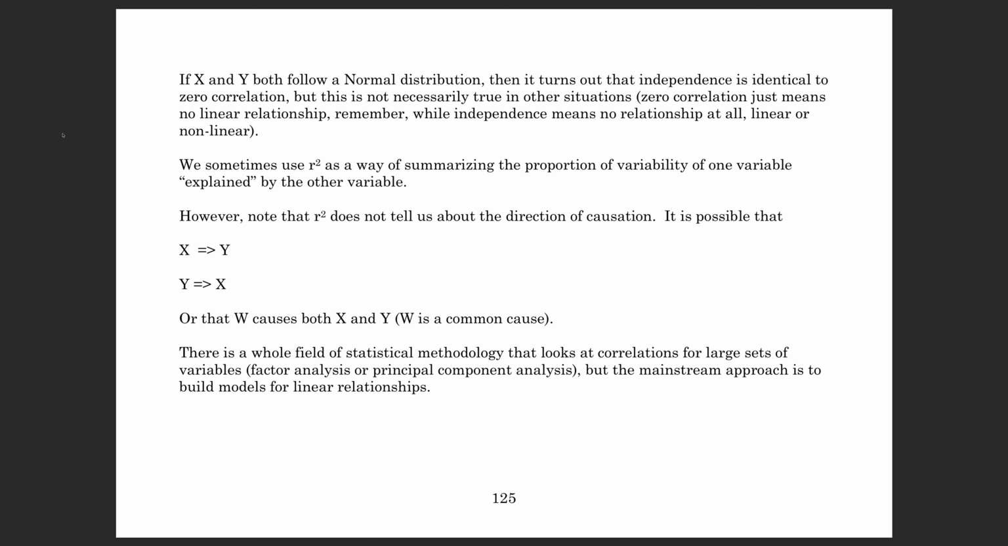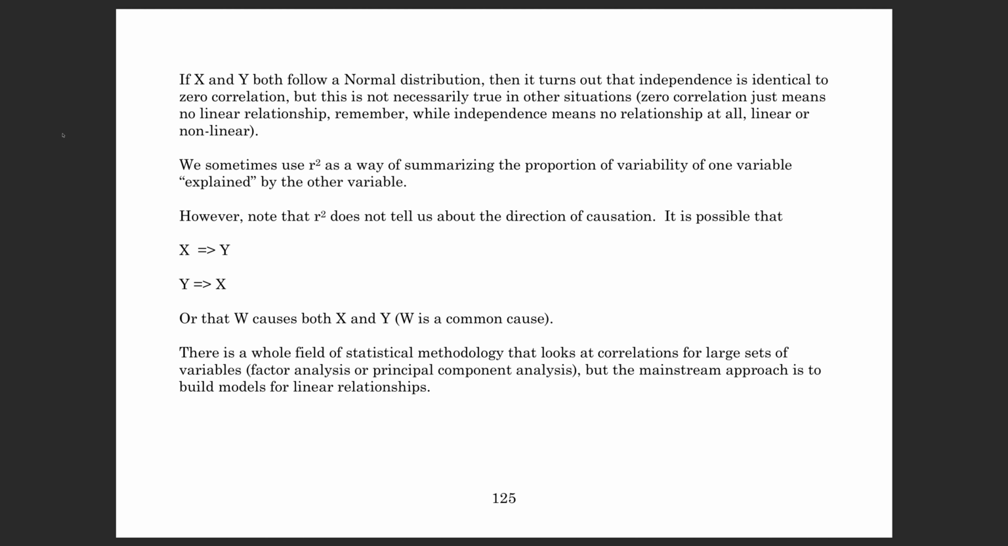Now, we often use R squared as a way of summarizing the proportion of variability of one variable explained by the other variable. So you'll notice I've put "explained" in double quotes. Why do I put explained in double quotes? It's because it doesn't tell us that we have causation. So we're implicitly assuming that there is causation, but it could be x causing y, it could be y causing x, or we could have a common cause W that's causing both x and y.